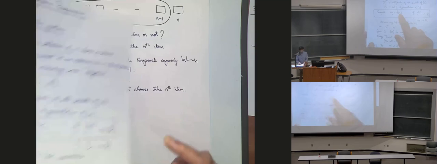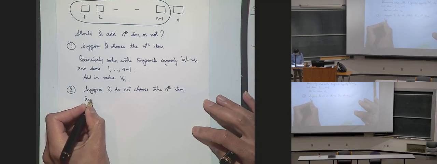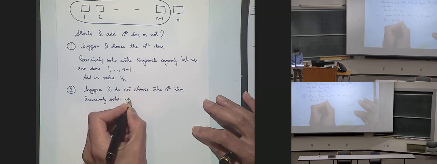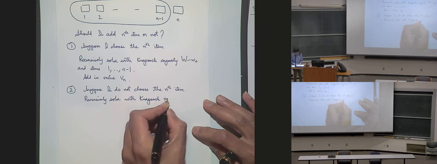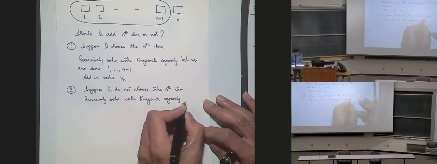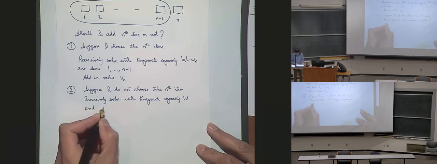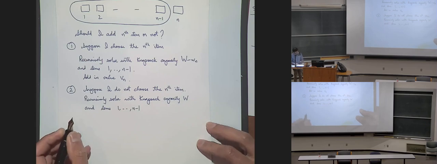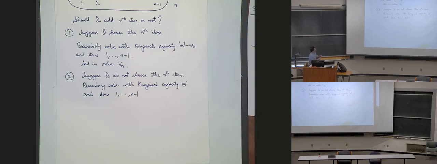Okay, so I'm going to write this. Suppose I do not choose the nth item, then I recursively solve with the knapsack capacity just W, because I haven't changed the knapsack, and items 1 to n minus 1. And then I just output the maximum of these two answers.